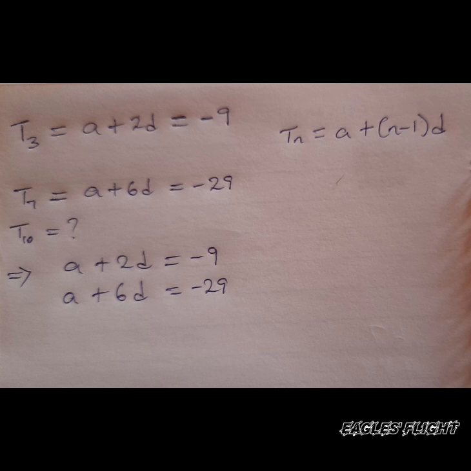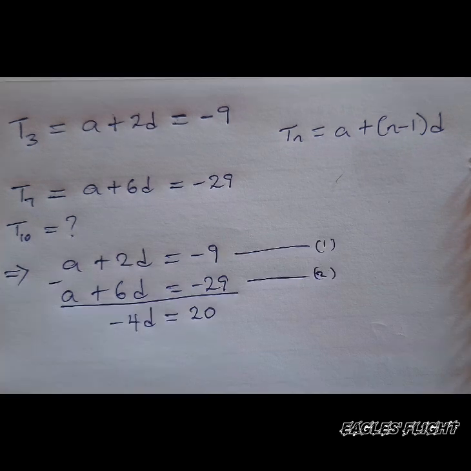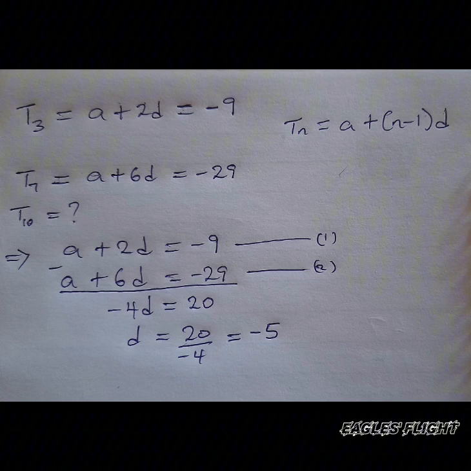We can use our understanding of simultaneous equations to tackle the problem at hand by using the elimination method. Since we have the coefficient of A in both equations to be 1, we can eliminate easily. So in eliminating that, we have 2D minus 6D, we have minus 4D, and minus 9 minus 29. That means minus 9 plus 29, so that gives us 20. So dividing both sides by minus 4, we have it that D will be equal to minus 5.